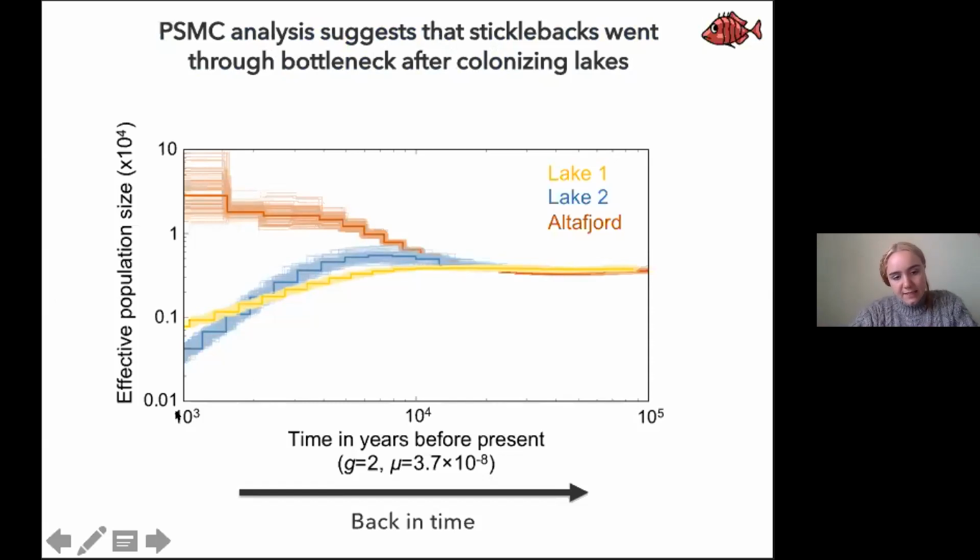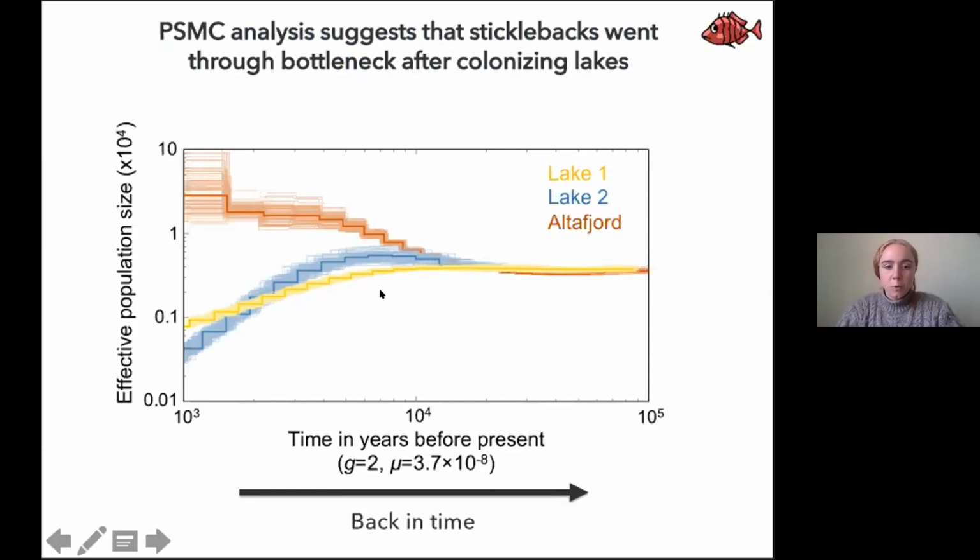On the x-axis, you can see we go back in time, and on the y-axis, you can see the effective population size. And for Lake 1 and Lake 2, so the yellow and the blue line, you can see that it's decreasing towards the present. It actually starts decreasing around 12,000 years ago, so at that time when the basin got isolated from the sea.